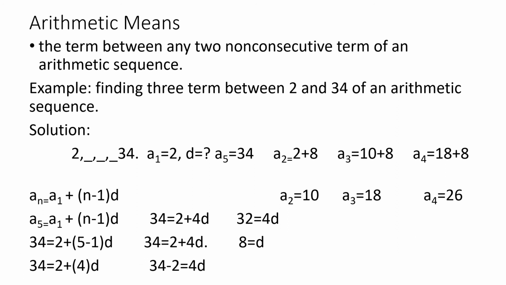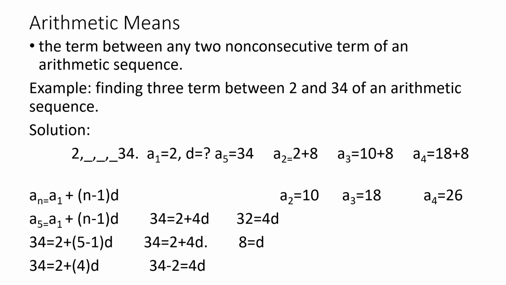Then our a sub 5 is 34, equals our a sub 1, which is 2, plus 5 minus 1 times the d. After that, 34 equals 2 plus, 5 minus 1 is equal to 4, so 4 times d is 4d. So bring down: 34 is equal to 2 plus 4d. Transfer 2 to the other side, it becomes negative 2. So 32 is equal to 4d.